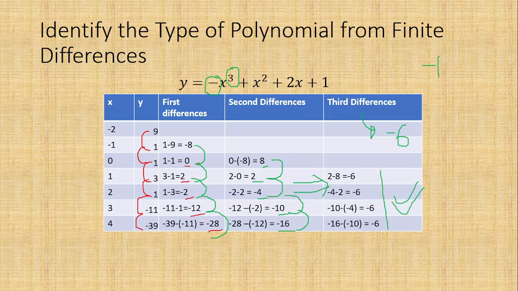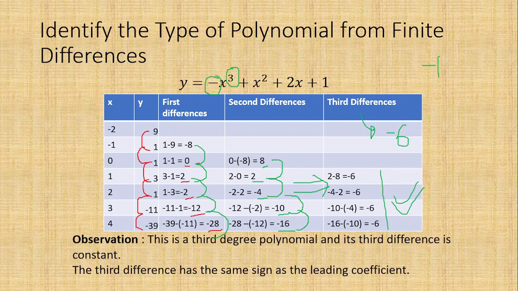Okay, so let's see. Again, we have an observation. This is a third degree polynomial and its third difference is constant. The third difference has the same sign as the leading coefficient.